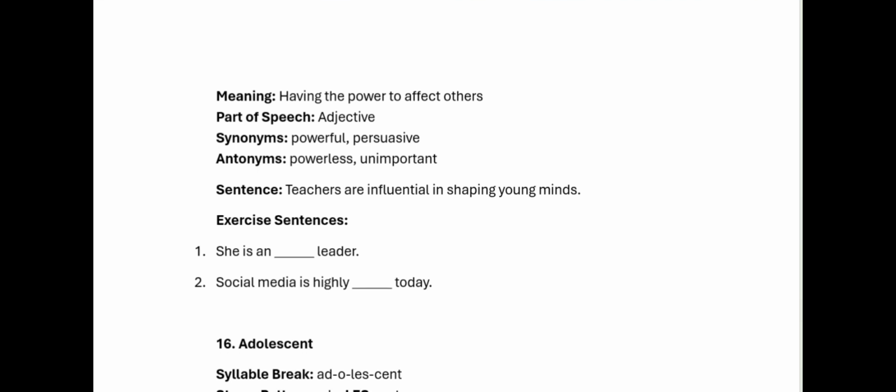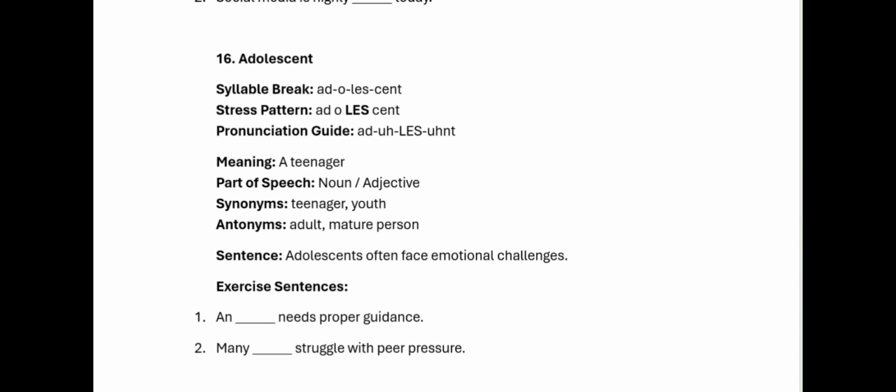Adolescent. A very good word for teenagers. Adolescent. The stress is on the third syllable and the syllables here are four. Adolescent. The O sound makes the UH sound and the CENT is UHNT. Adolescent. The meaning of the word is a teenager. A teenager is nicely called an adolescent. Adolescents these days are hyperactive. Teenagers these days are hyperactive.